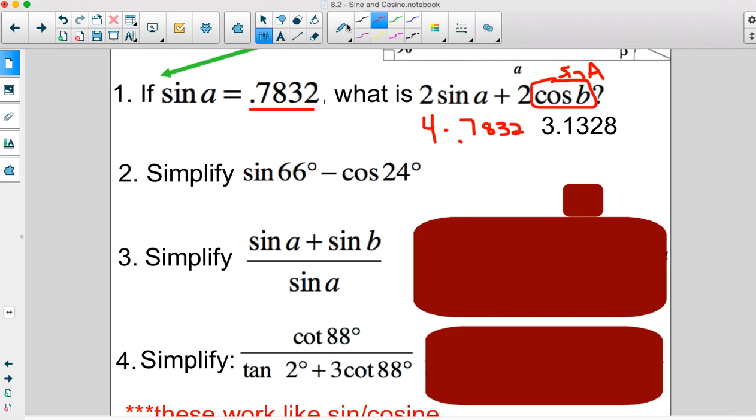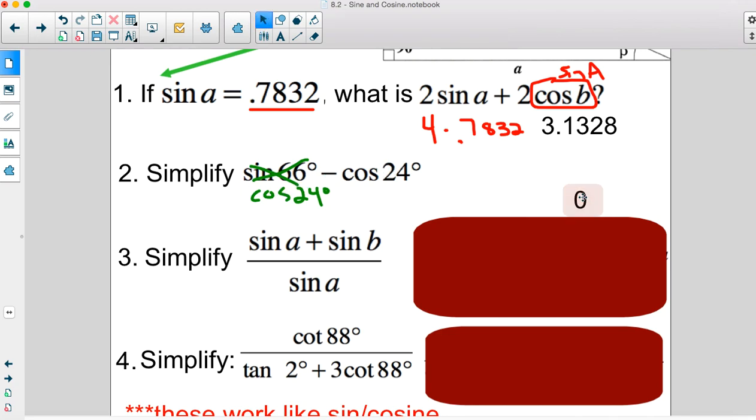So again, I would just change either one of these. I'll change this one just to keep it fresh. I'm going to say sine of 66 is the exact same thing as cosine of 24. Or you could have changed cosine of 24 to sine of 66. But basically, you're going to get some number minus itself. So the answer is going to be 0.